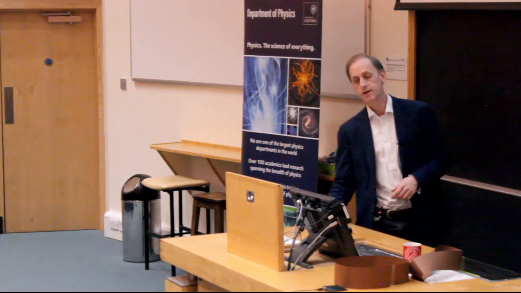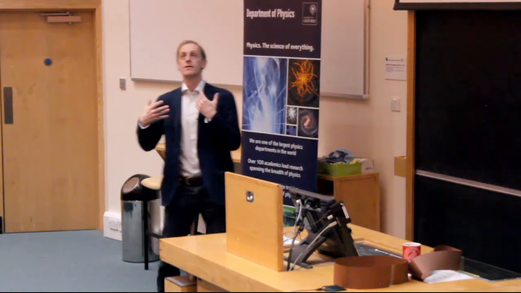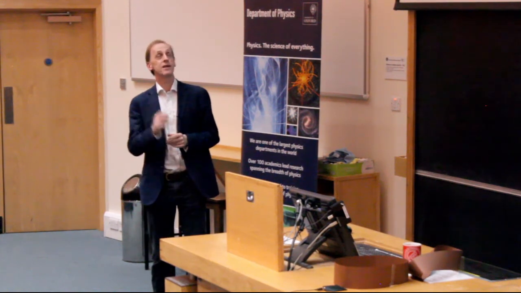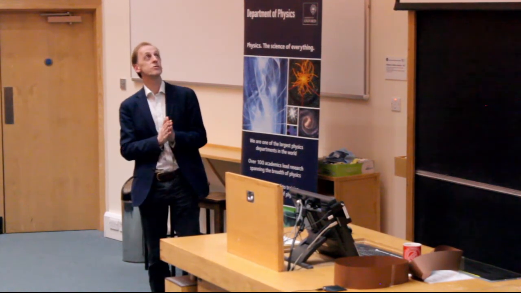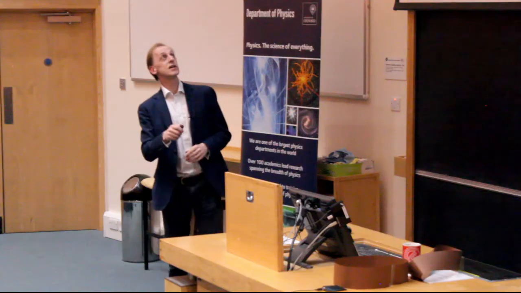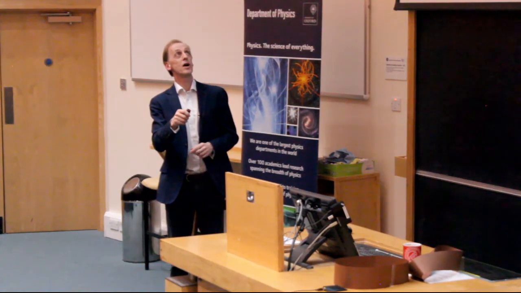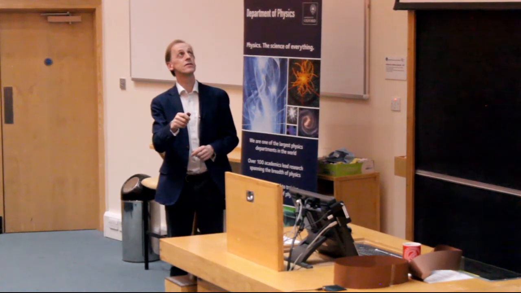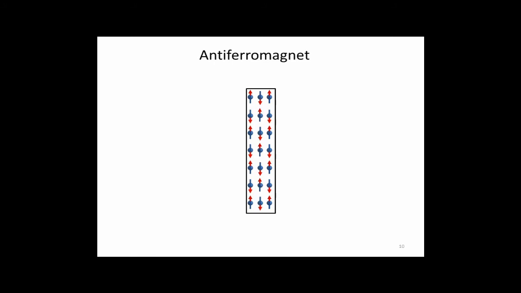And there are other types of arrangements of atomic scale bar magnets in different materials which have different patterns. Like this one, for example, is called an antiferromagnet. In antiferromagnets, each atomic bar magnet, if you like, is pointing in an opposite direction to its neighbour in all directions. So in fact, there are as many bar magnets pointing up as there are pointing down. So overall, there is no net magnetization of this piece of antiferromagnet.